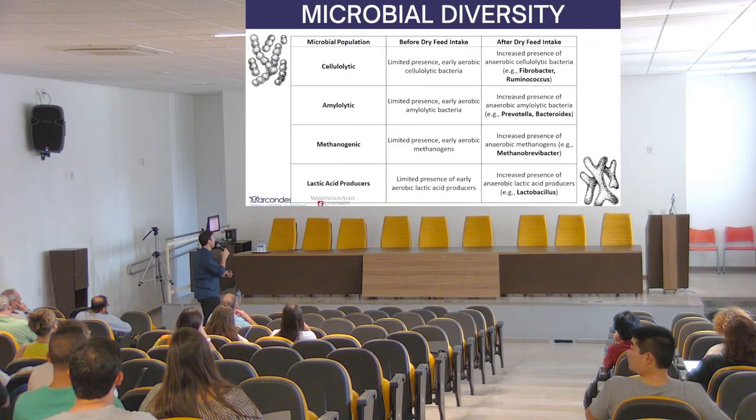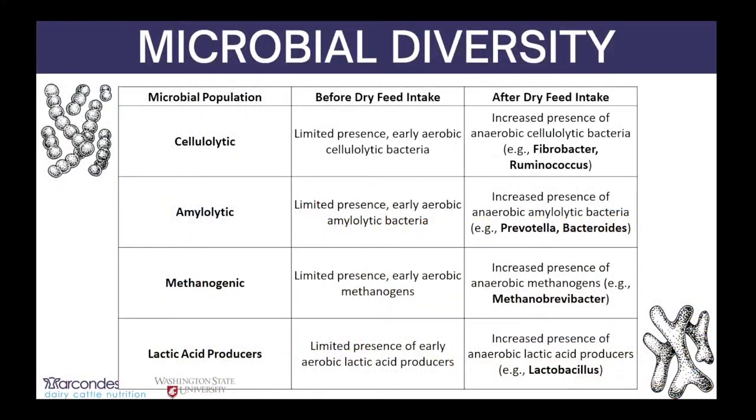Okay, so what do we have in the rumen? The most important representatives of cellulolytic bacteria are Fibrobacter and Ruminococcus; amylolytic bacteria, Prevotella and Bacteroides; methanogenic archaea, Methanobrevibacter is the most present in calves. And of course lactic acid producers, Lactobacillus is the most prevalent one. So just for you to remember, because I'll be talking about those names, and you should remember some of them, or at least hopefully you will. You can always raise your hand and ask.